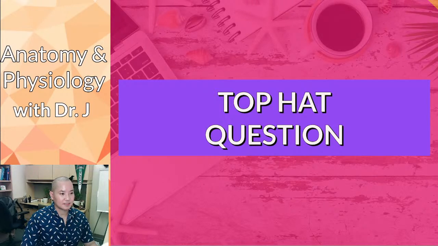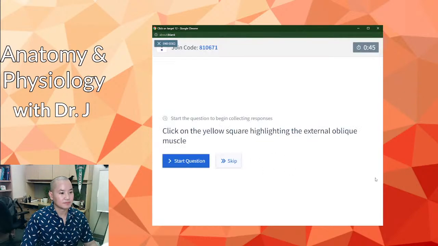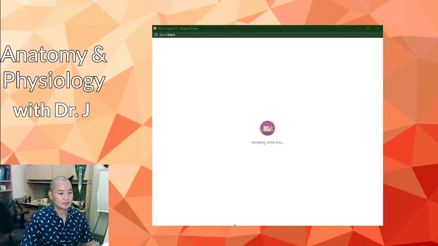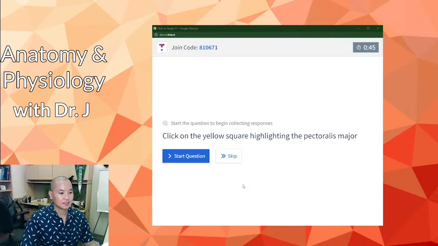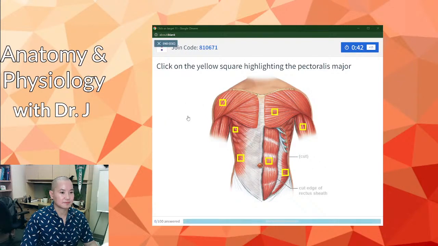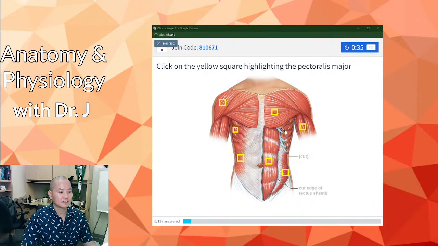Okay, all right, so next question. And let's go to Top Hat. Start question. Wait. Whoa. Something kind of went funky there. Okay, let's open this question. Sorry, a little hookup in Top Hat over here.